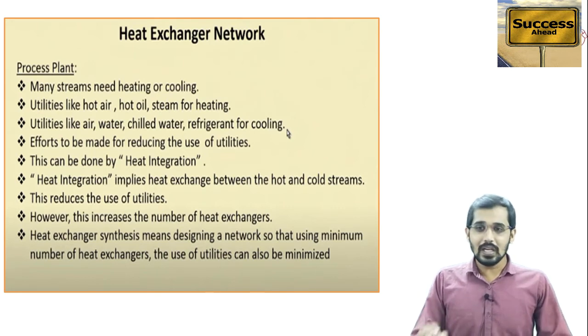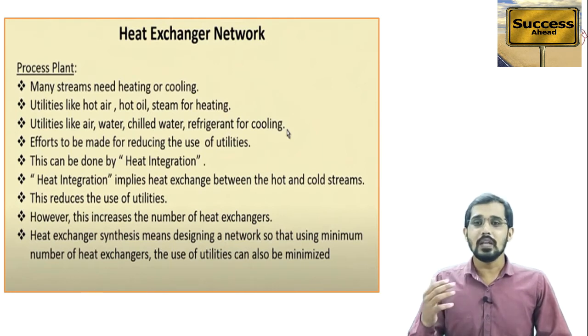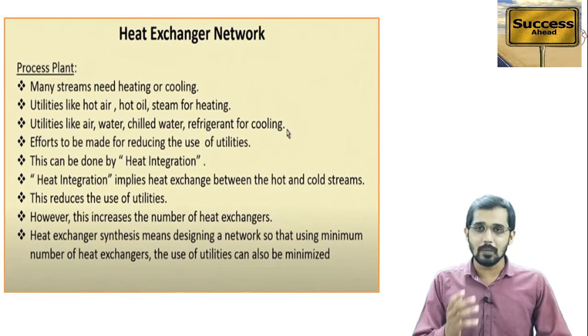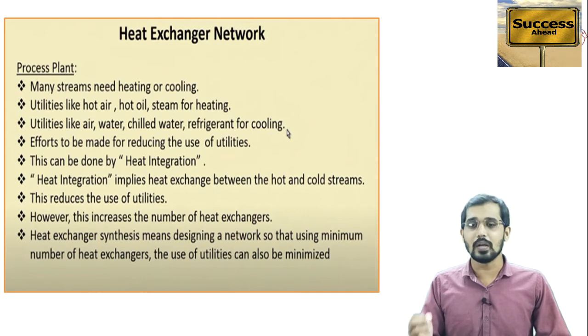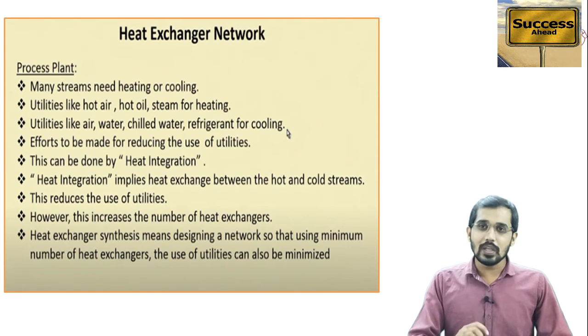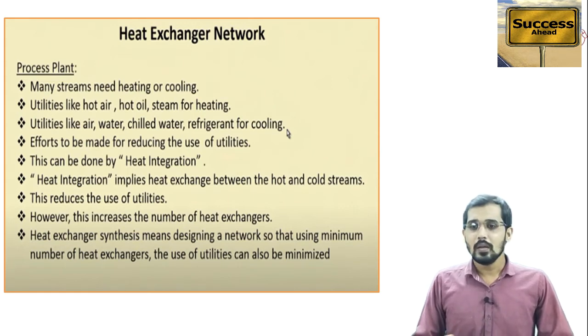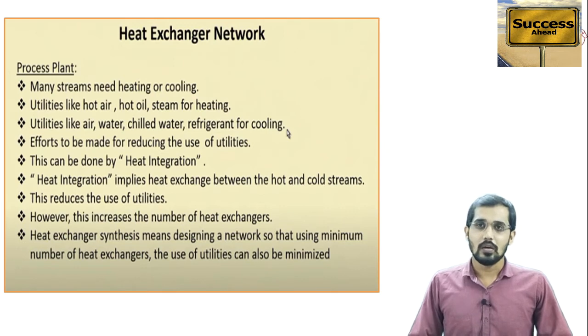Second point, utilities like hot air, hot oil, and steam are for heating. If you require heating, those utilities are hot air, hot oil or steam. By using these three utilities, you can provide the external heat. But if you want to remove the excess amount of heat, how to remove it? You can see the next point: utilities like cold air or cool air, water or chilled water, or refrigerant we can use for the cooling purpose.